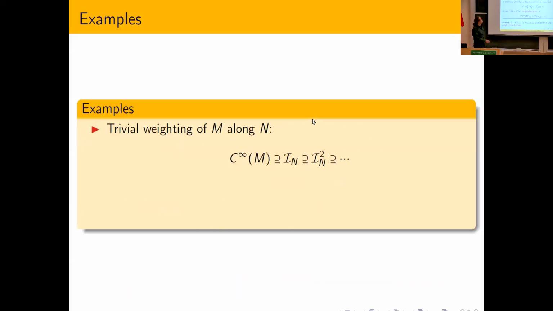Okay, so some examples. Of course, I mentioned you have this trivial example, which is just order of vanishing. But you can also have non-trivial examples. So for instance, you can define a weighting of R squared along the origin by declaring that x vanishes to order 1 and that y vanishes to order 3.